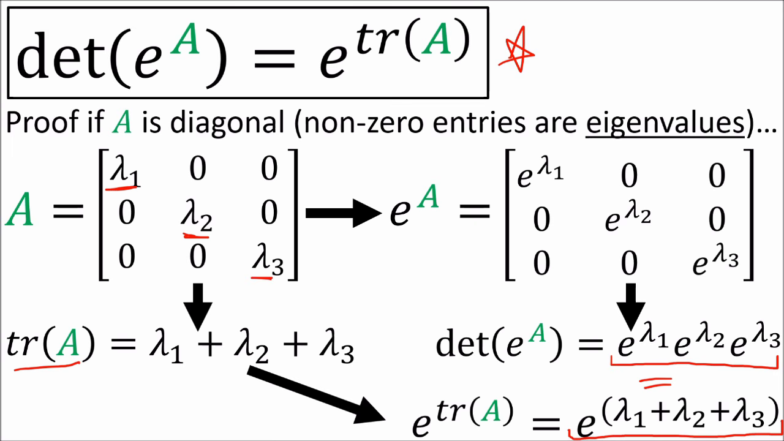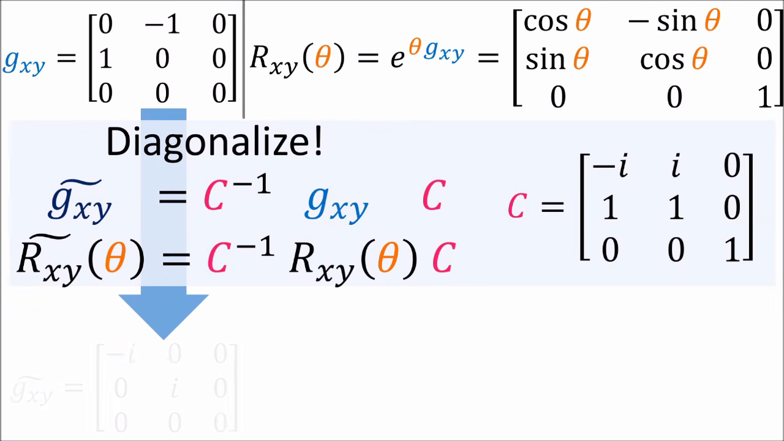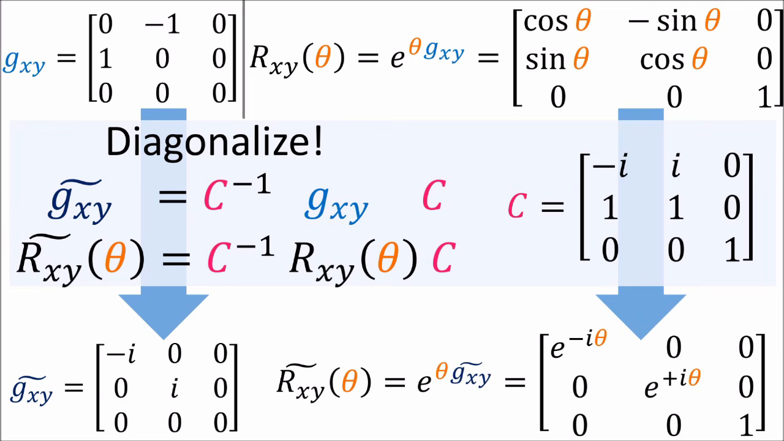Now, this proof only works for diagonal matrices. But since eigenvalues, the determinant, and the trace of a matrix are unchanged by a change of coordinates, this proof also works for any matrix that is diagonalizable. Our SO3 generator matrices are diagonalizable, and so the corresponding rotation matrices are also diagonalizable, provided we allow for complex matrix entries. So the theorem we discussed earlier also works for our rotation matrices and their generators.